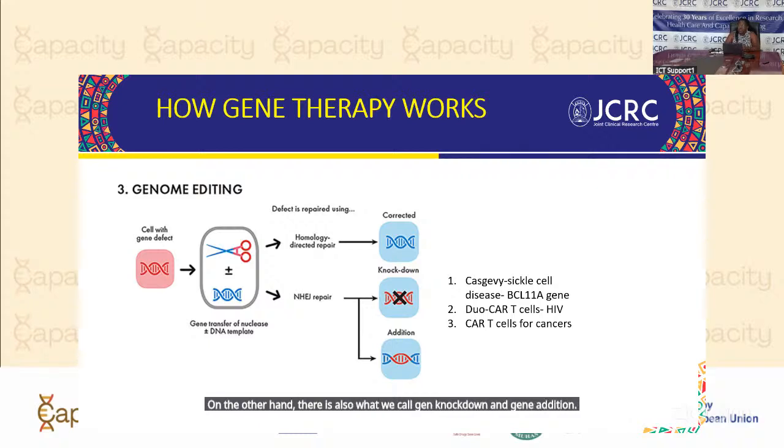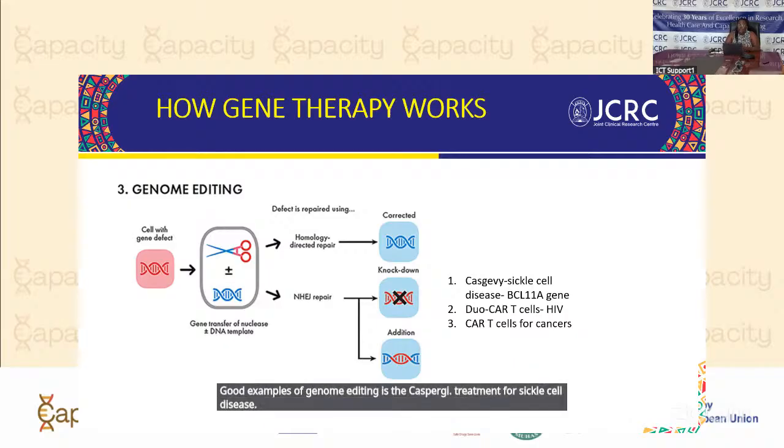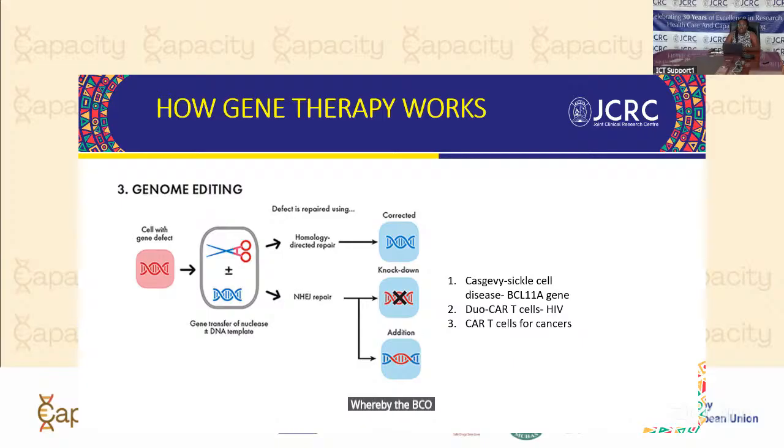Good examples of genome editing is the Casgevy treatment for sickle cell disease, whereby the BCL11A gene is suppressed in order to switch back to hemoglobin, fetal hemoglobin, in order to correct for sickle cell disease. For dual CAR T cells, these are T cells that have been genetically modified to express T cell receptors that are more robust at clearing HIV. They may also be CAR T cells for cancers. That means here there is gene addition, and we've seen it in practice for cancers.